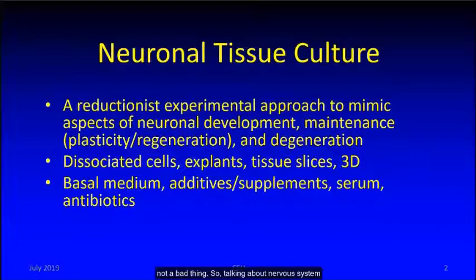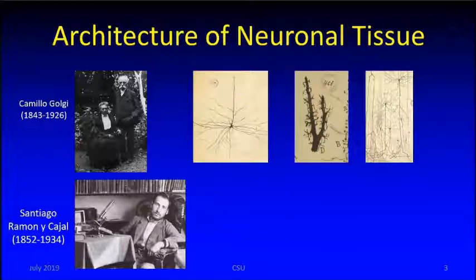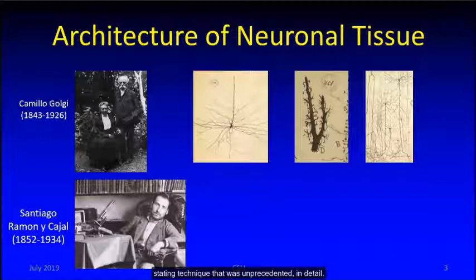So, talking about nervous tissue in vertebrates, you have to mention both of these individuals, Camillo Golgi, an Italian, and Santiago Ramon y Cajal, a Spaniard. They're really the great-grandfathers of neuroscience. Golgi, you remember the name. There is the Golgi apparatus in cells, and he developed a silver impregnation staining technique that was unprecedented in detail. Because in those days, that was the best microscope you had. It's called bright field, one objective, that's it.